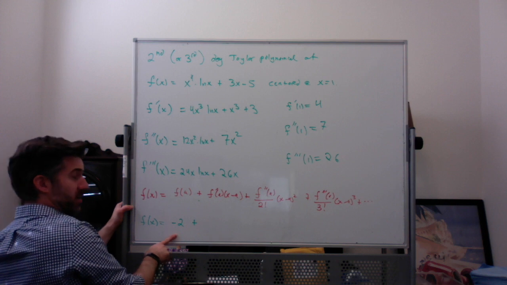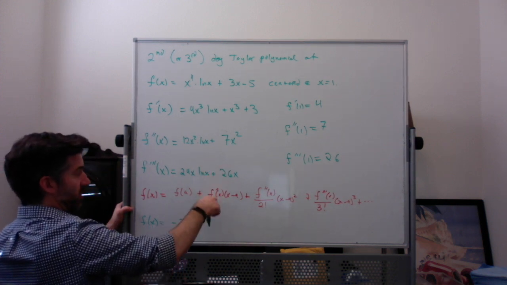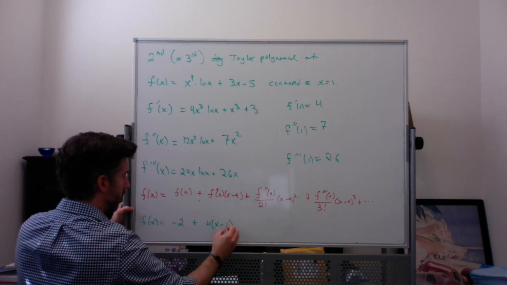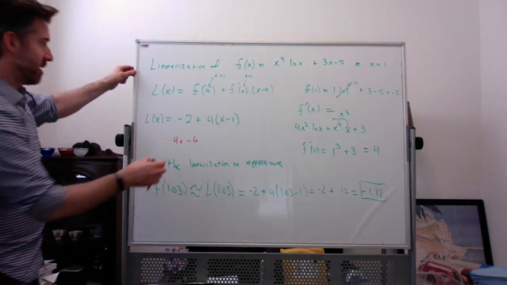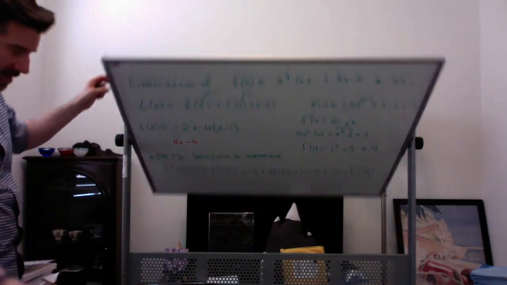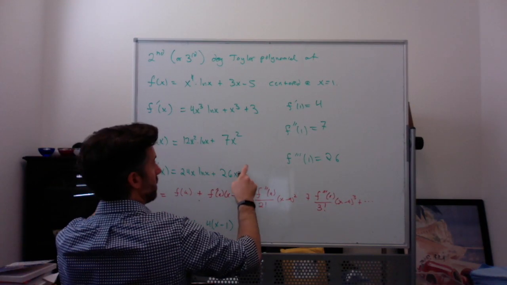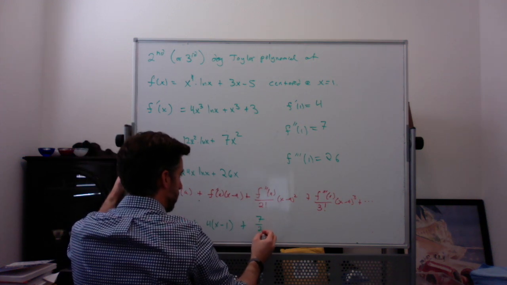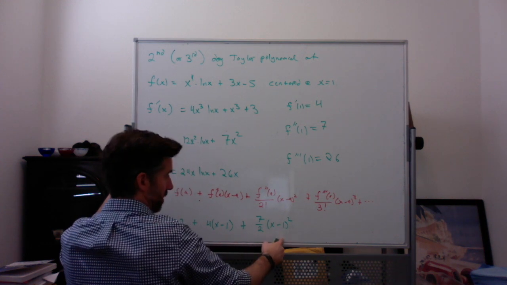So there's the 0th degree Taylor polynomial. And then if I add the next term, f prime of a, or f prime of 1 is 4, times x minus 1. There's our first degree Taylor polynomial, which is the same as the linearization. That is literally the same thing every time. They are exactly the same. And then if I add the next term, it's going to be f double prime of 1, so 7 over 2 factorial, which is 2, times x minus 1 squared. This would be the second degree Taylor polynomial.